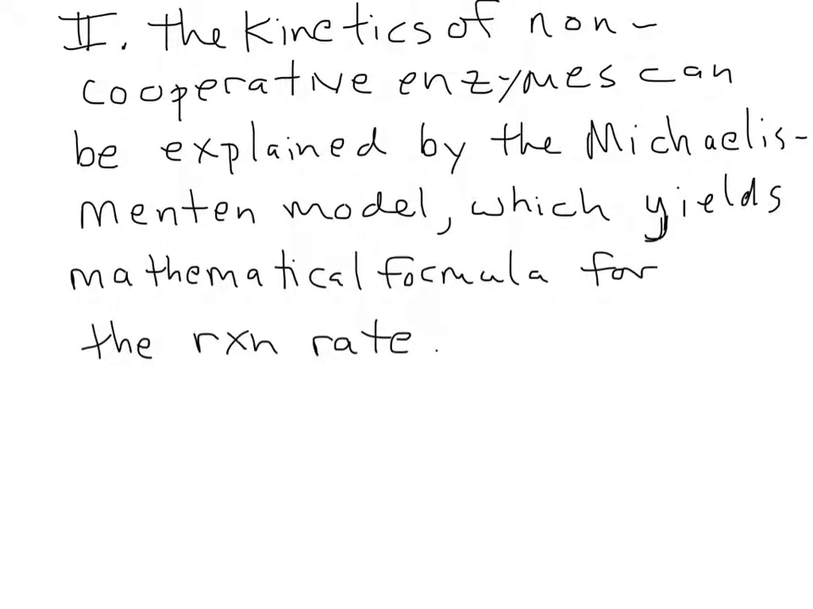All right, the second important point from this chapter is the kinetics of non-cooperative enzymes. I alluded to cooperativity before when we discussed the structure of hemoglobin, that binding of one molecule can affect the binding of further molecules. But in the case of simple enzymes, when they only have one binding site, they do not have this cooperative property. So these simpler enzymes can be explained by the Michaelis-Menten model, which yields a mathematical formula for the reaction rate.